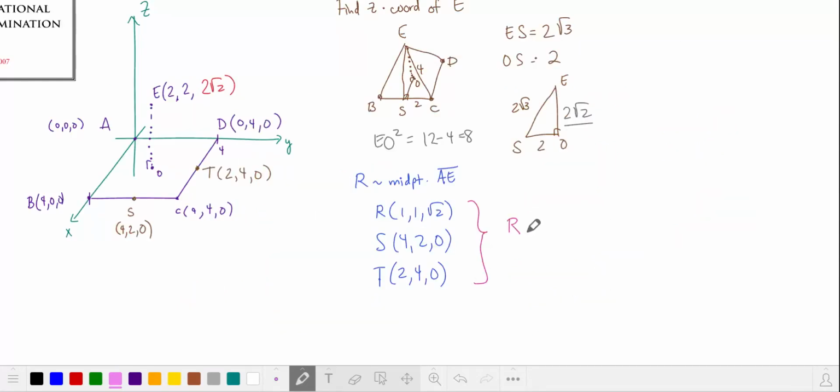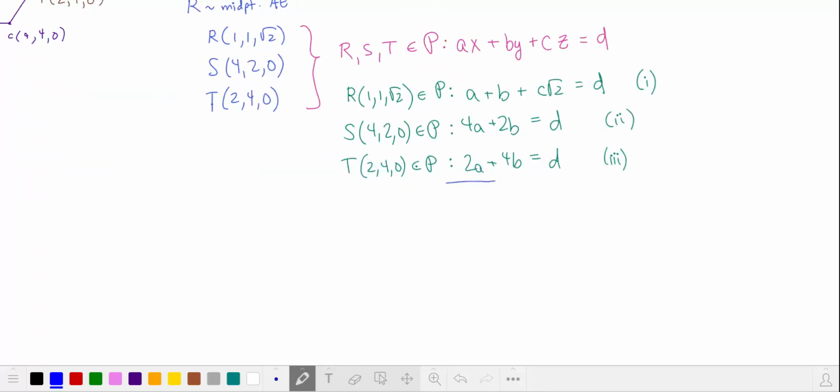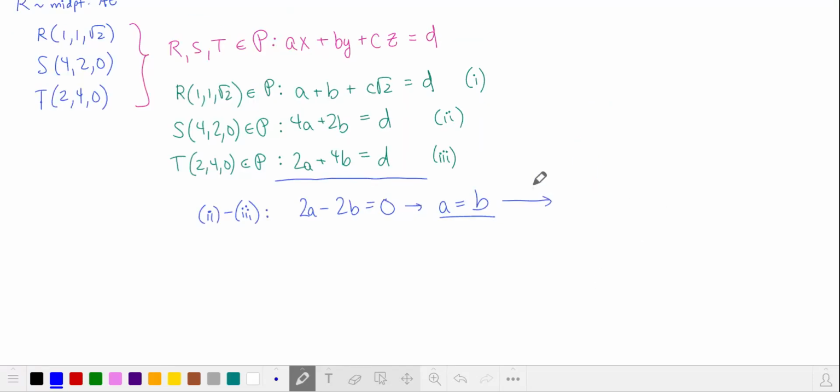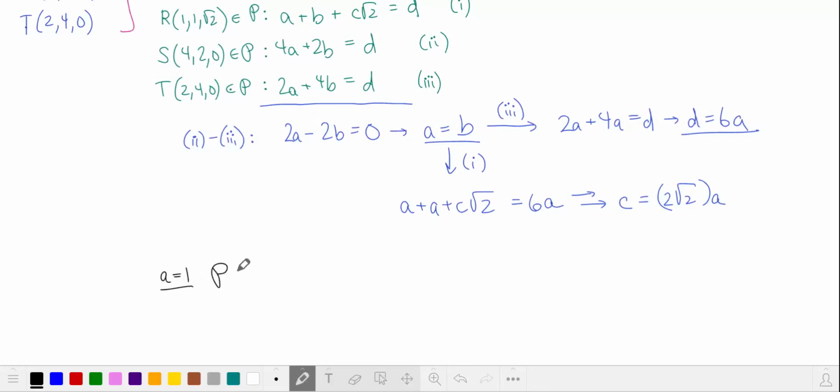3 points are enough to determine a plane. A plane in 3 dimensions can be described by an equation that looks like this. So we'll plug in these 3 points in turn and solve for the values of these coefficients. Here x is 1, y is 1, and z is root 2. First, we'll subtract the third equation from the second, and we have that A and B are the same. Plugging this back into equation 3 gives us D is 6A. Plugging this into equation 1 and doing this substitution and solving for C, it's 2 root 2 times A. We'll choose A is equal to 1 for our plane equation. This gives us x plus y plus 2 root 2 times z is equal to 6.